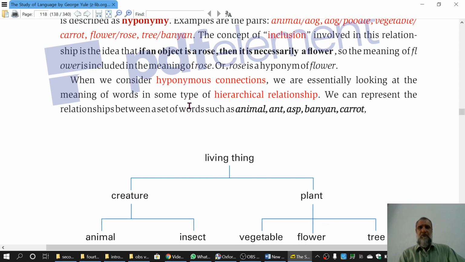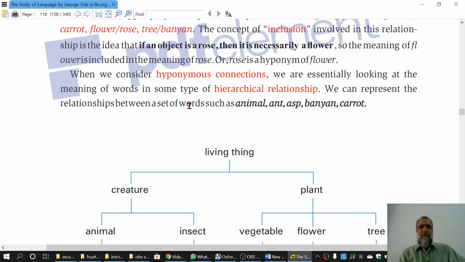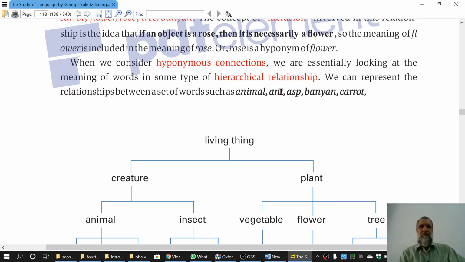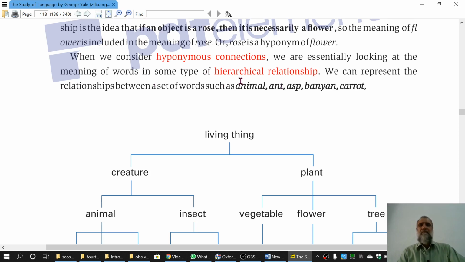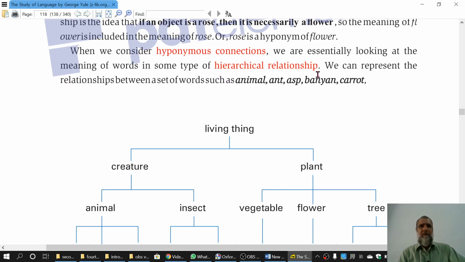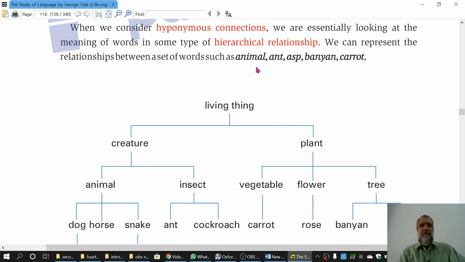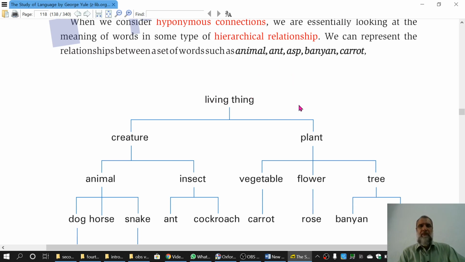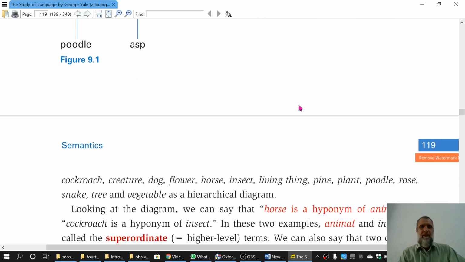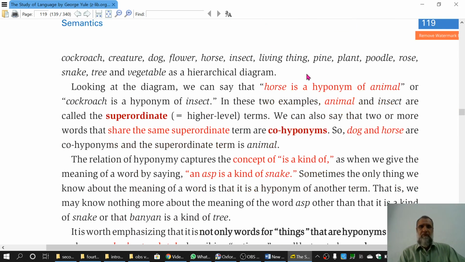हम कह सकते हैं कि रोज जो है ये एक किस्म का हेपोनिम है फ्लावर का। When we consider hyponymous connections, जब हम इनको कंसिडर करते हैं, we are essentially looking at the meaning of words in some type of hierarchical relationship, तो हम मीनिंग को इस एक तरतीब वाले ताल्लुक से देखते हैं, बड़े से छोटा या छोटे से बड़ा। We can represent the relationships between a set of words such as animal, ant, ass, banyan, carrot, ये हम रिप्रेजेंट कर सकते हैं जैसे इस डायग्राम में है, और ये सब बाकी अल्फाज भी इसमें शामिल हैं as hierarchical diagram.